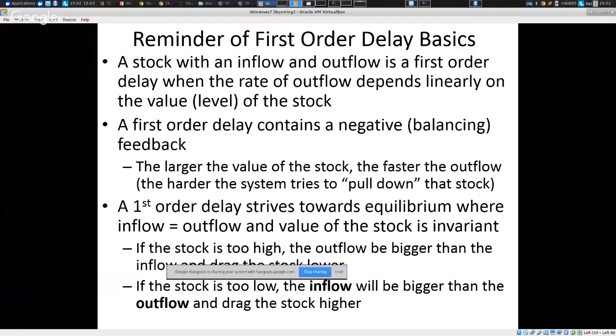How about if that stock value is too small? What's going to be going on there? If that stock value is much smaller than its equilibrium value, what's going to happen?